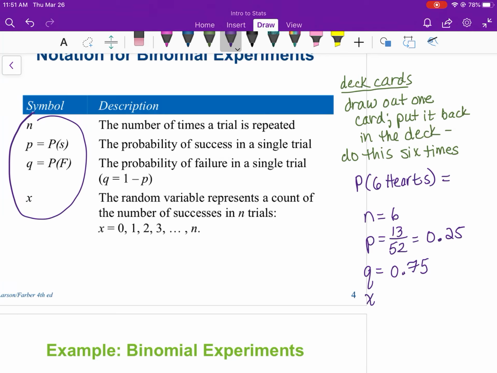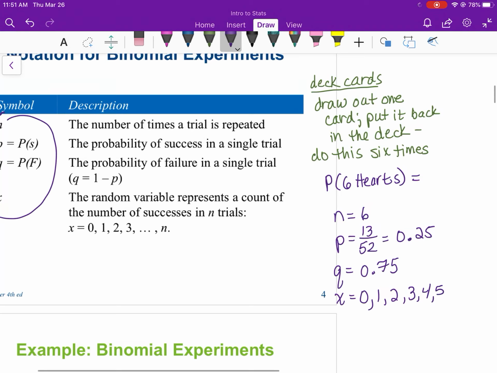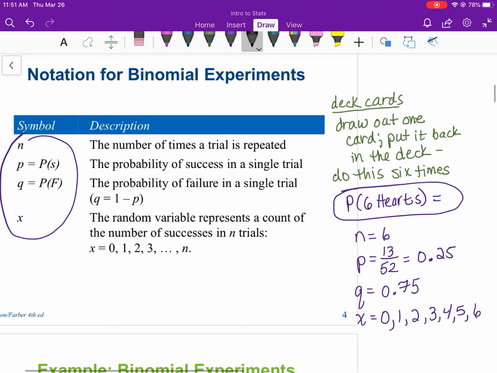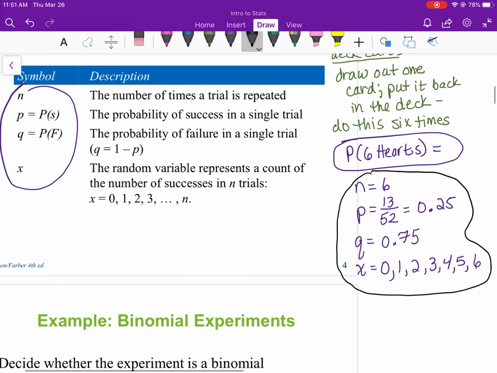X, I could look at the probability of getting no hearts, 1, 2, 3, 4, 5, or 6. I will show you in the next video how to actually calculate this probability. But for today, what you're going to be doing is you're going to look at experiments and decide if they're binomial or not. And then if they are, you're going to be setting up these 4 things for each experiment.